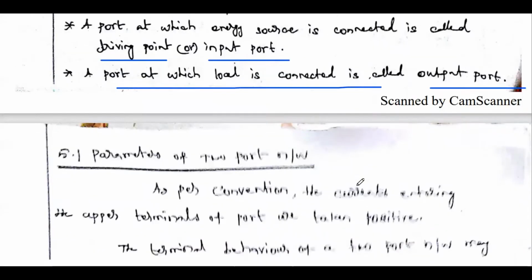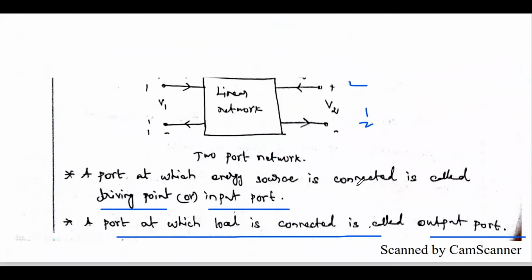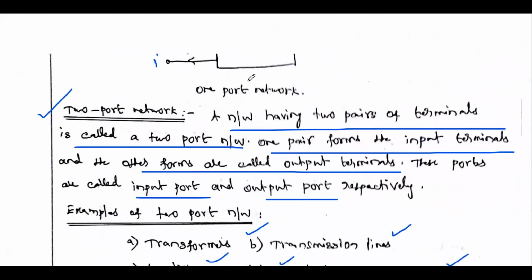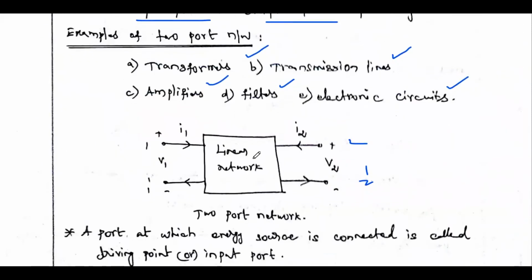And the next one is the multi-port network. This is a one-port network and a two-port network. Similarly, if a network has multiple ports, that is three pairs of terminals, four pairs of terminals, and so on, we call that type of network a multi-port network.